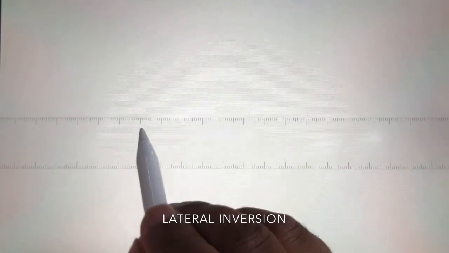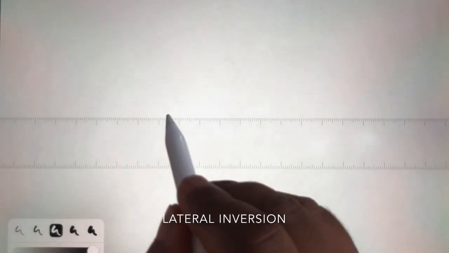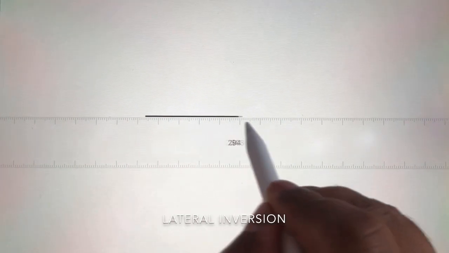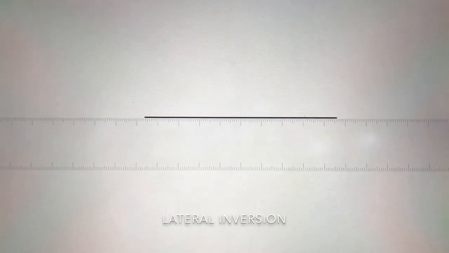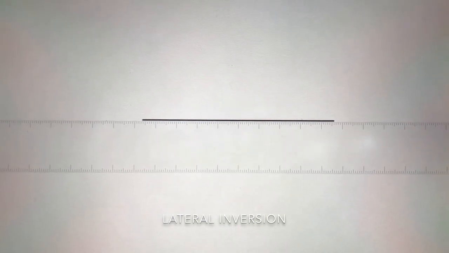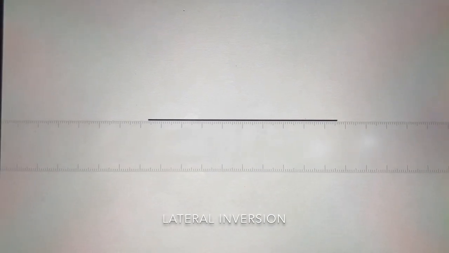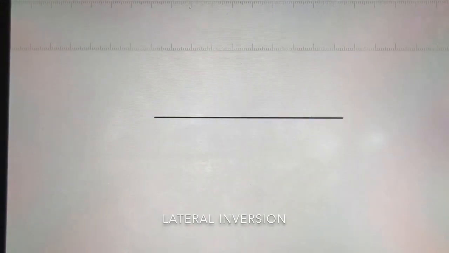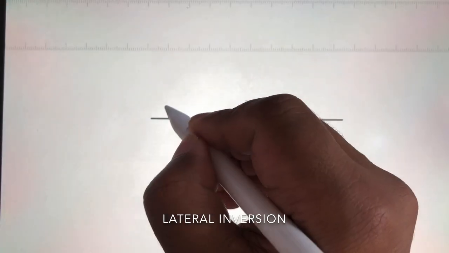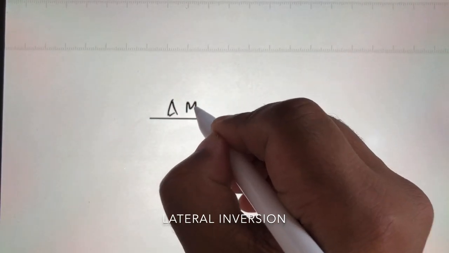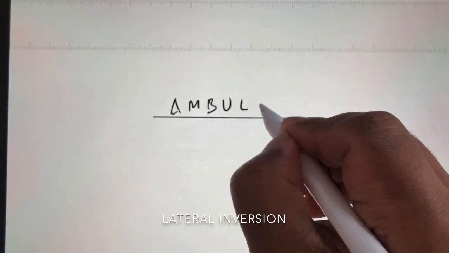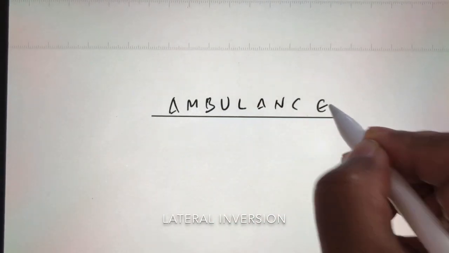Now the other thing is, you must have noticed that when you raise your right hand, the image will raise its left hand, which means that there is an inversion when reflection happens in a plane mirror, in which the right becomes left and the left becomes right. That kind of inversion is called lateral inversion. So let's do an example. Say I've got this word AMBULANCE.